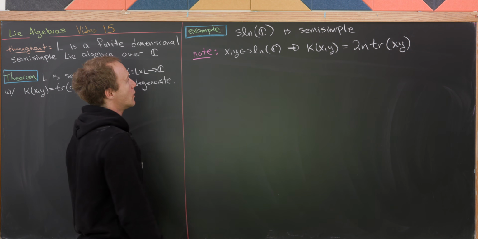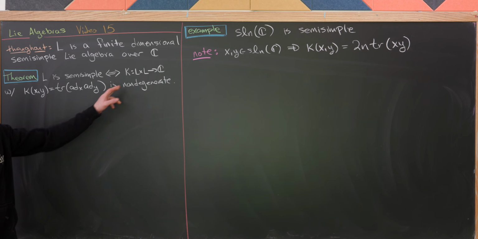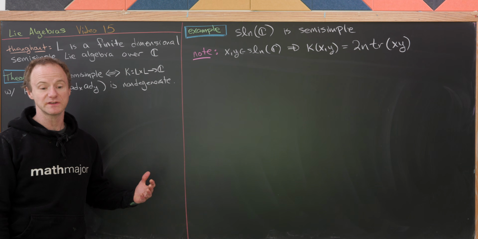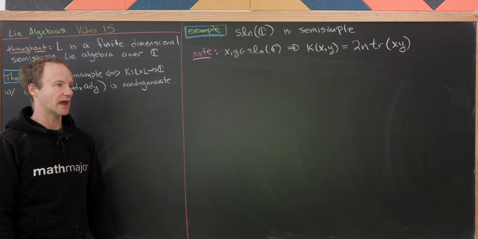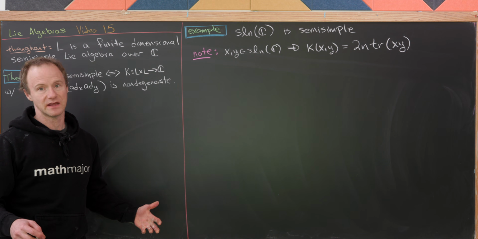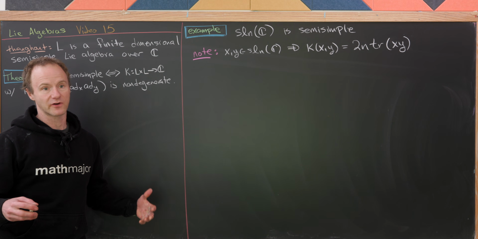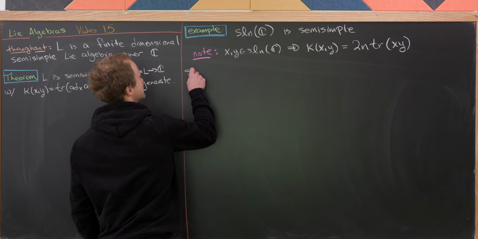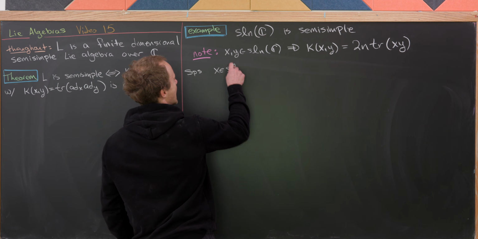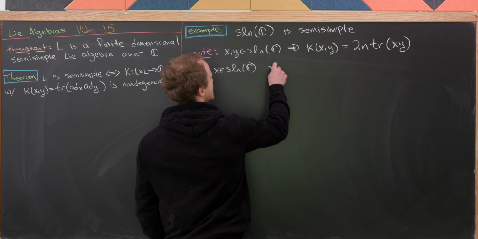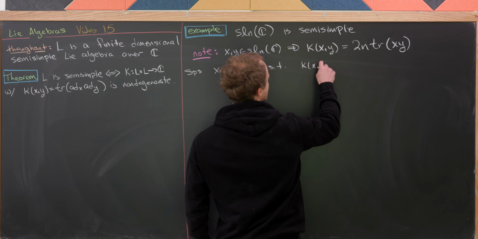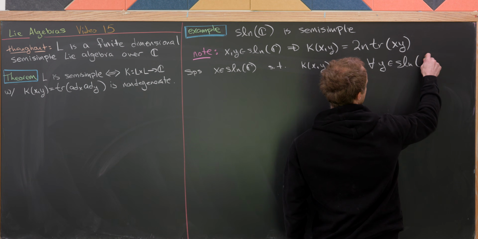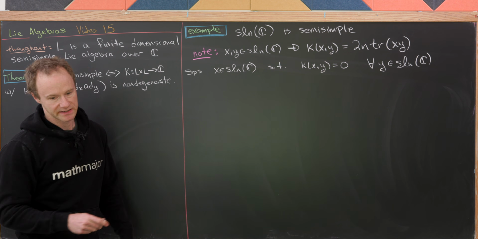Okay, so what we'll do is we'll use this theorem here. We want to show that kappa is non-degenerate, and we'll do that by supposing that it is degenerate and showing that, in fact, whatever element showed the degeneracy has to be the 0 element. So in other words, let's suppose we've got an x inside of SL_n(C) such that kappa of x, y is equal to 0 for all y in SL_n(C). Okay, nice.